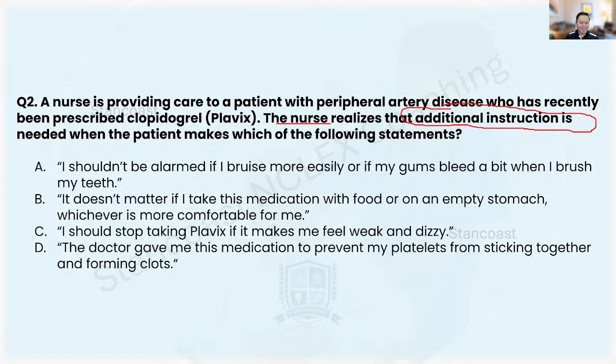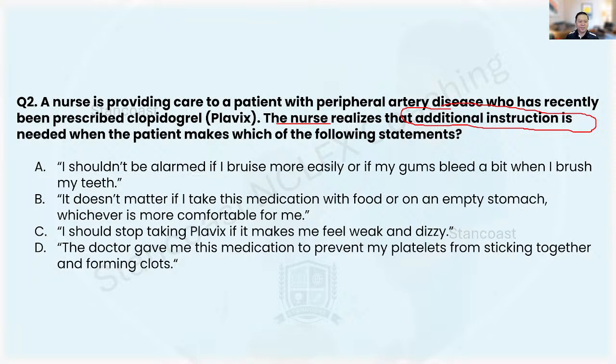Is it A? Are you sure? Are you sure with letter A, guys? Okay. All right, let's go through the options.